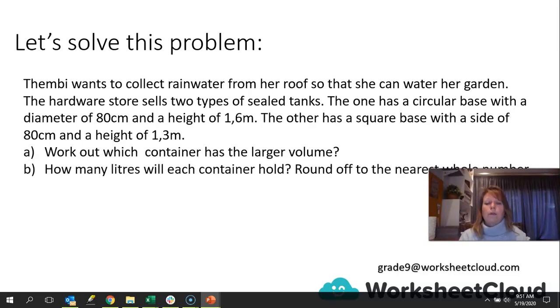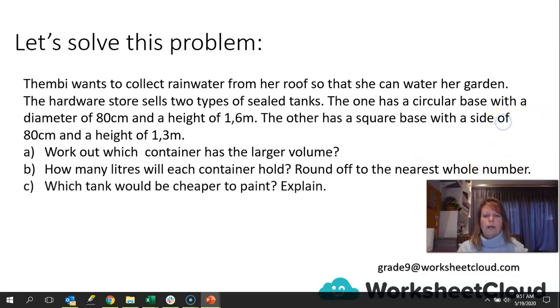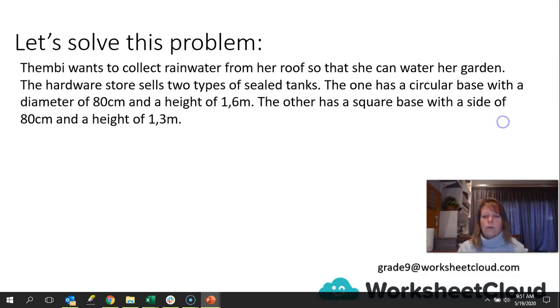because she wants to collect the most rainwater. Then we have to work out how many liters each container will hold, and we need to round that off to the nearest whole number. And then we need to work out which tank would be cheaper to paint, and we need to explain that. Okay, so the first thing that I think we should do is draw a representation of each tank, just so that we've got it in our mind what it actually looks like.